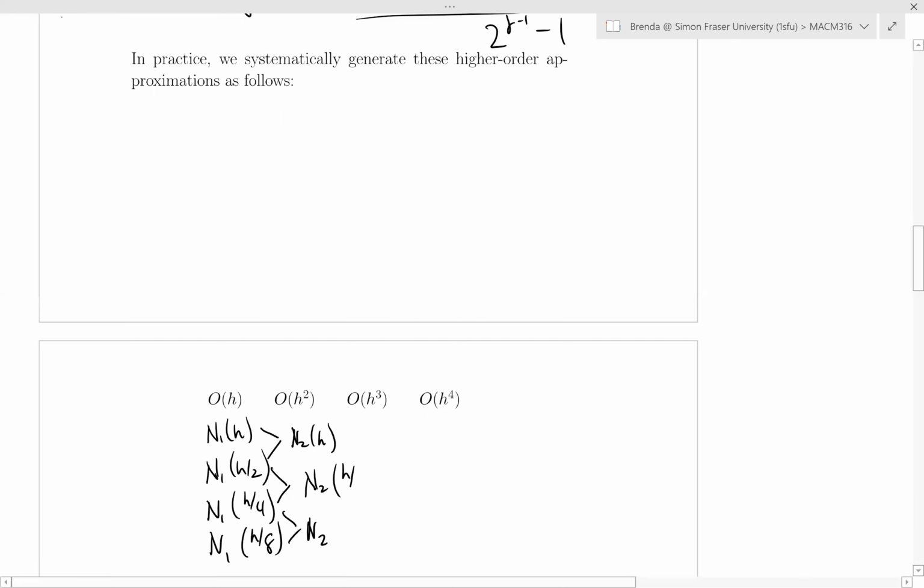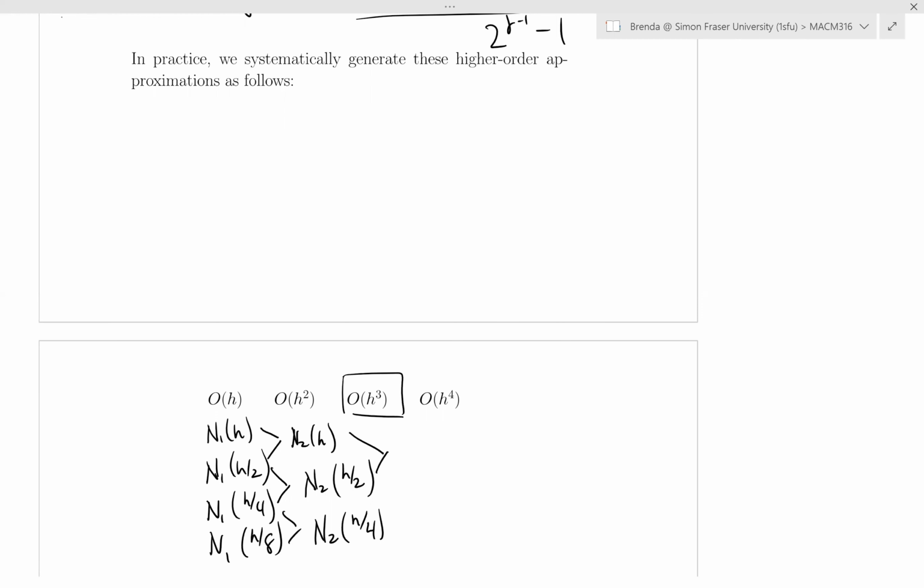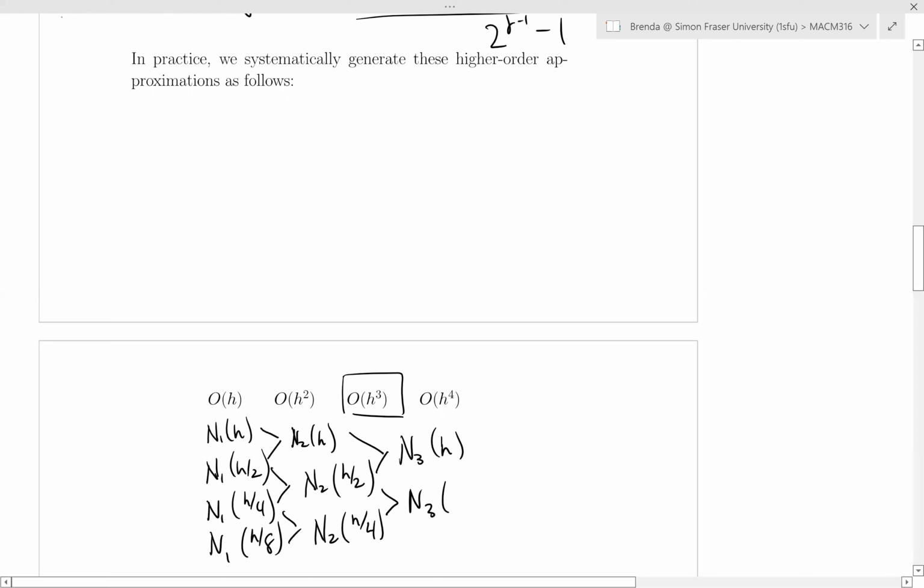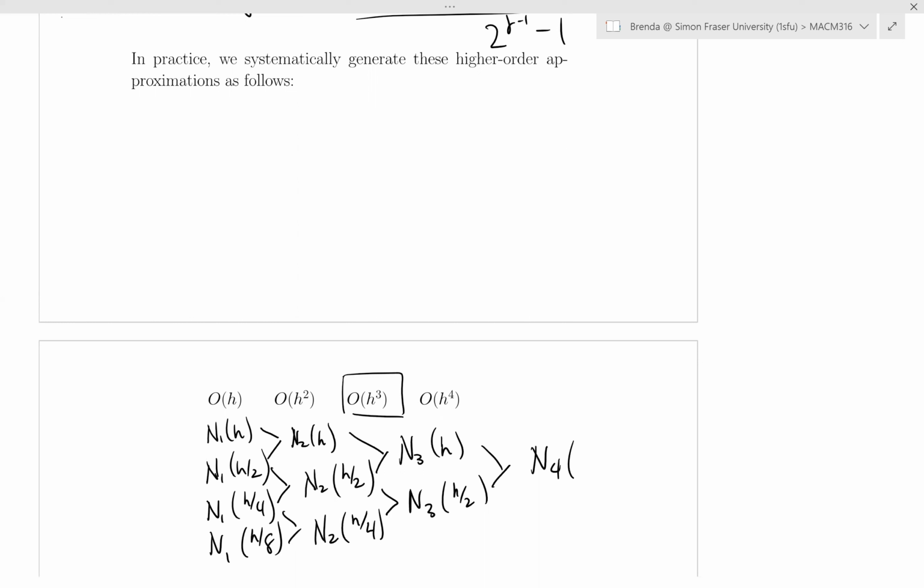N2 of h over 2 and N2 of h over 4. And then you combine those ones. Let's go into this column now. Combine those ones and you get N3. Combine these ones and you get N3 of h over 2. You combine those two, you get N4 of h. And each time that you go through this process, you get an increase in the accuracy of your approximation.